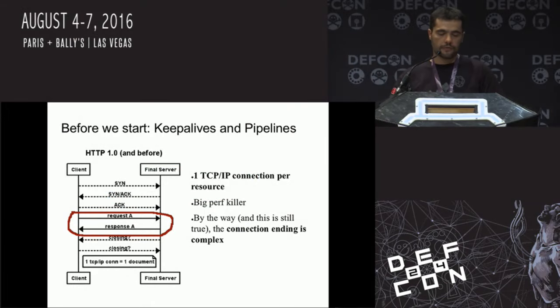Before we start, the first thing about HTTP is that the very old version of HTTP used one TCP/IP connection for each resource. Like you want a file, an image, a CSS file, you need one new TCP/IP connection for each resource. Then you do the syn/ack thing, you make your request, you get your response, and then you try to close the TCP/IP connection, and there are problems when you try to close because we are not sure you get the answer. And this is a big performance killer, of course, because you may need a lot of TCP/IP connections.